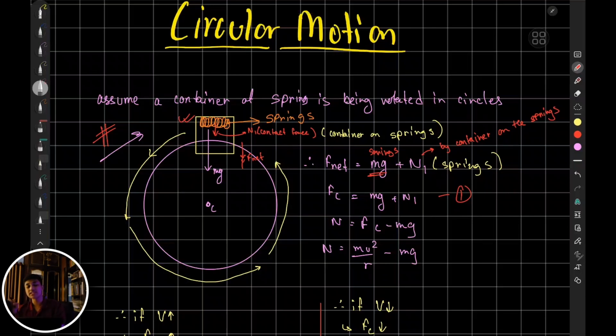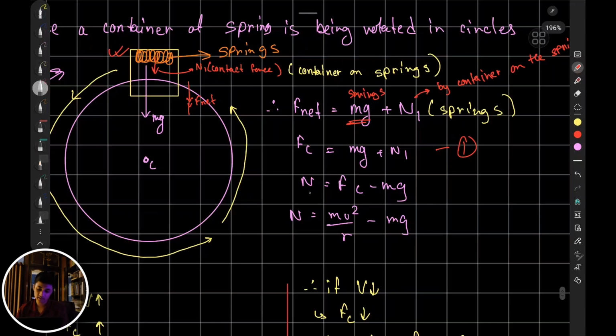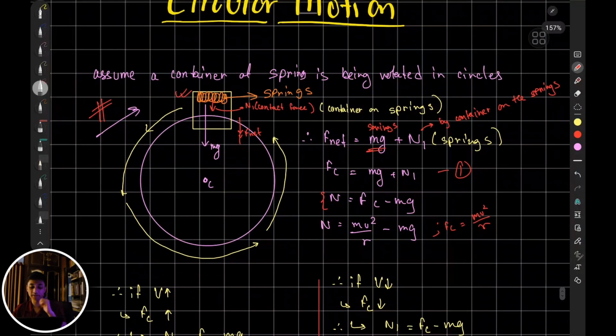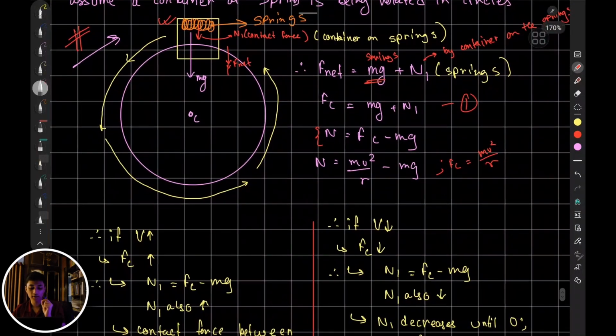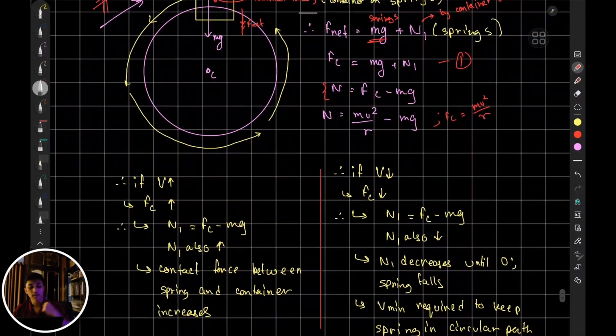And if we make the reaction force, the force by container on the springs, the subject, we can see that the reaction force is given by centripetal force minus the weight of the springs. Fair enough. If we substitute the expression for Fc equals mv squared by r, we get mv squared by r minus mg. Great. Now this equation is going to help us deduce a lot of things.